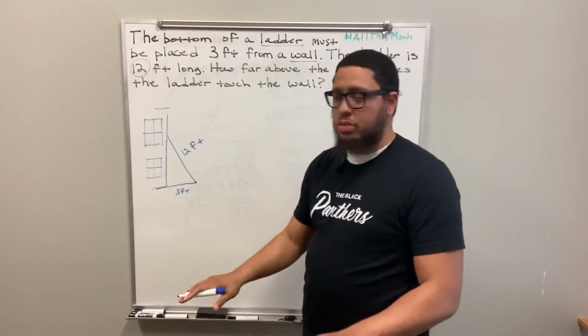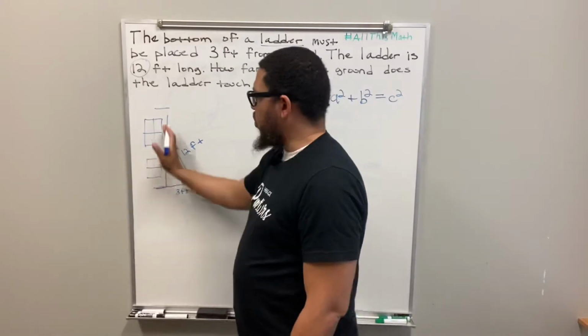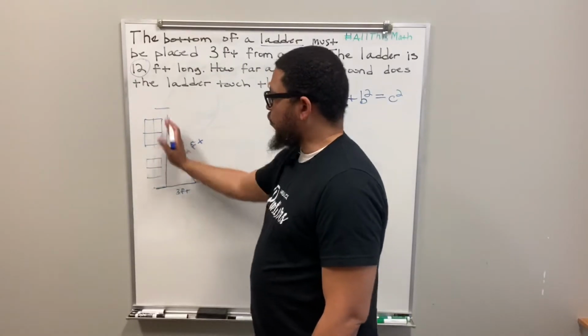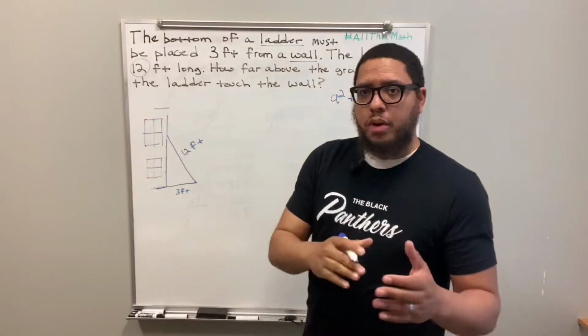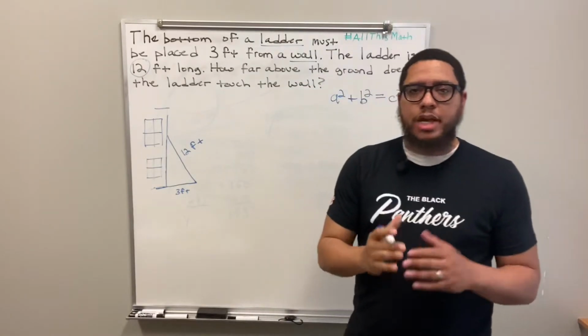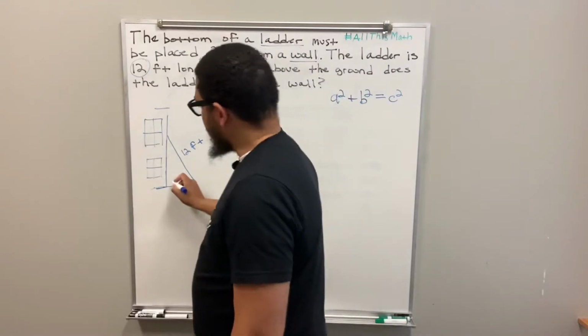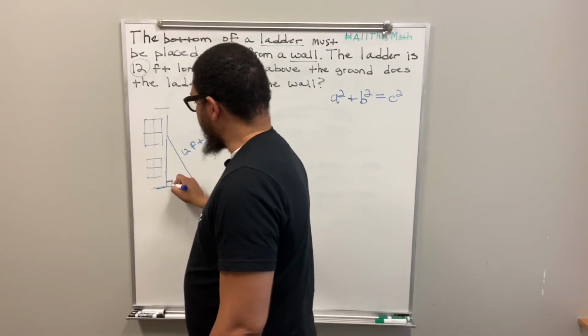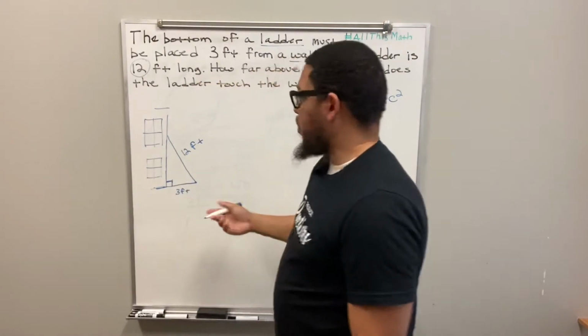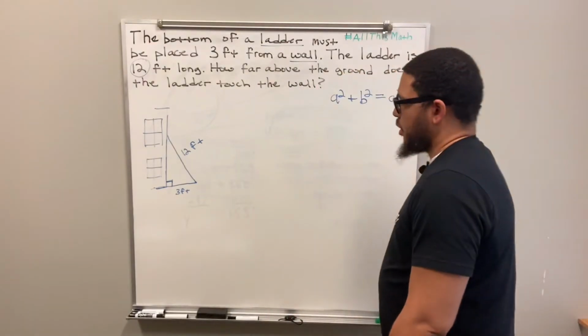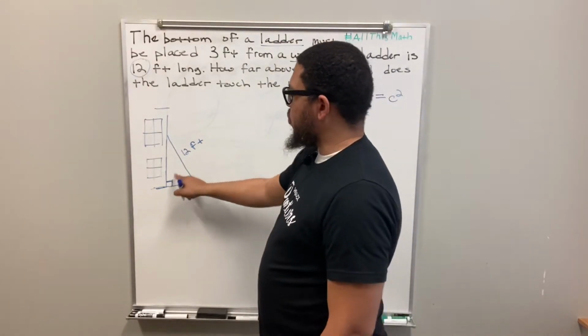Now, in these problems, we assume that the ground is horizontal, or flat, and we assume that the house, or the side of the wall, is vertical. So when a horizontal line crosses a vertical line, that creates what's called a 90-degree angle, or a right angle. So we can draw our right angle symbol right there. All right. So now we have a right triangle.